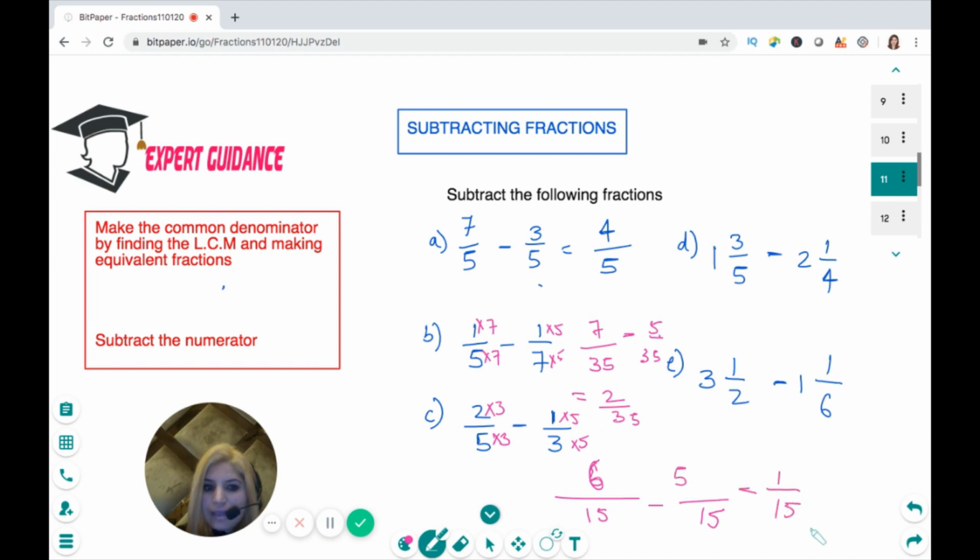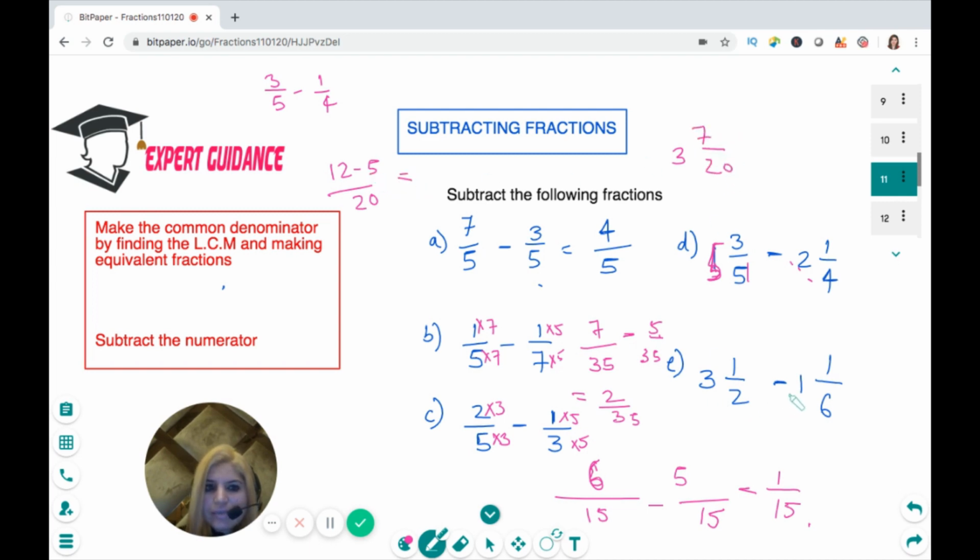Now, for the other question, which is 5 3/5 minus 2 1/4, you first take away the whole numbers. So 5 take away 2 is 3. Then you can do 3/5 minus 1/4. Now for 3/5 minus 1/4, we'll again take the common denominator, which is 20. And this will become 12 minus 5, which is 7 over 20. So that is your answer.